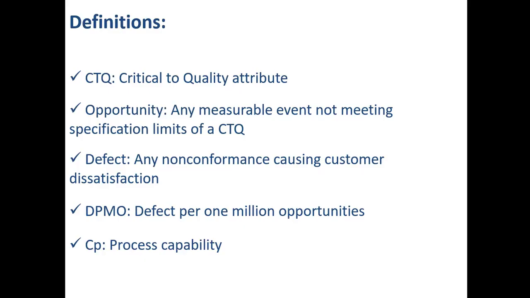So there is always a process that you need to study. The opportunity is any measurable event not meeting specification limits of a CTQ or whatever is critical to the quality. Defect, any nonconformance causing customer dissatisfaction. DPMO, defects per 1 million opportunities, and this is how we measure Six Sigma, and CP is process capability. So we want the process to be capable in giving the customer or achieving the quality that the customer is requiring.